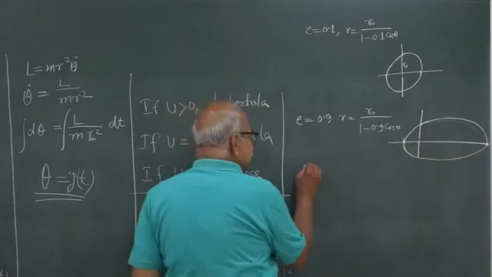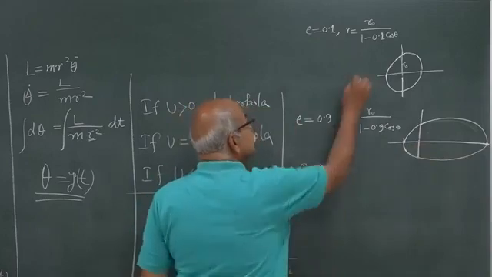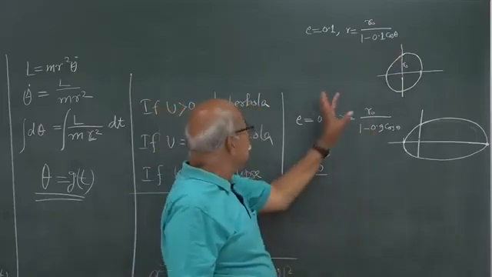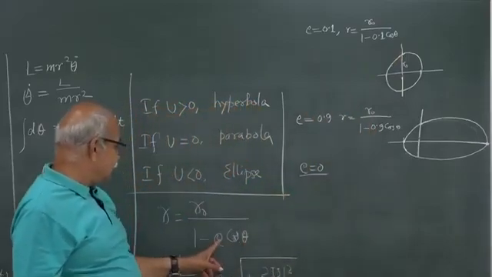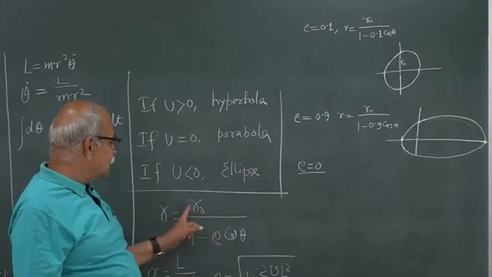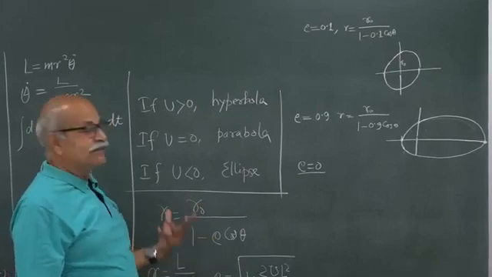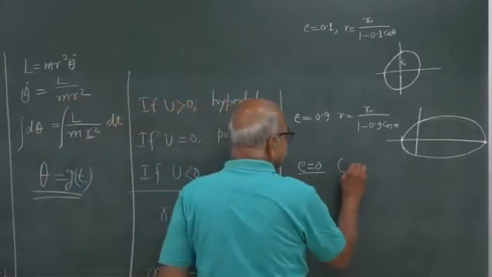What happens if E is equal to 0? Here, if E is equal to 0, r is equal to r naught for all theta. So that is a perfect circle.